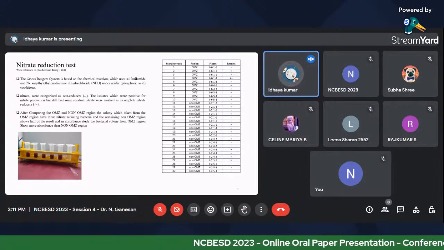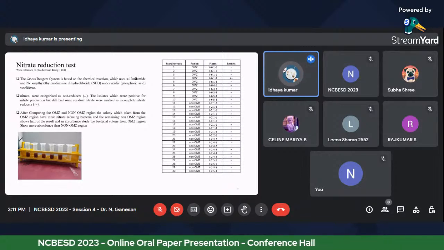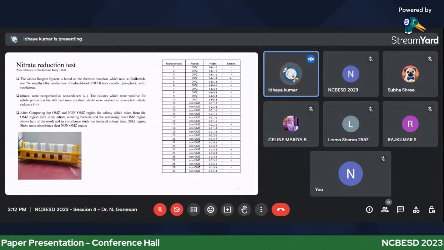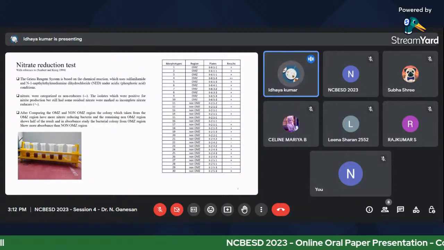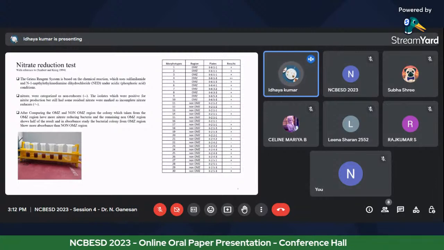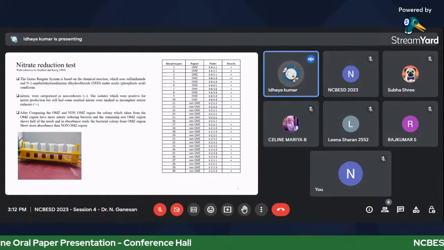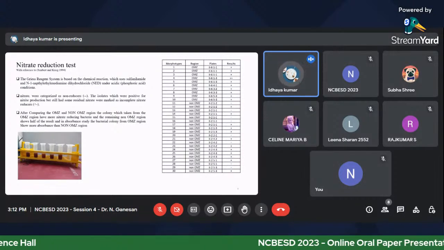In this, we add two reagents, reagent A and reagent B, which contain sulfanilamide and alpha-naphthylamine, which will detect the external nitrate remaining in the samples after the bacteria have utilized it. You can clearly see that the first 10 samples are from the OMZ region and the next 20 samples are from the non-OMZ region. The first 10 OMZ samples show a positive result for nitrate, whereas of the 20, only 9 cultures show nitrate reduction.